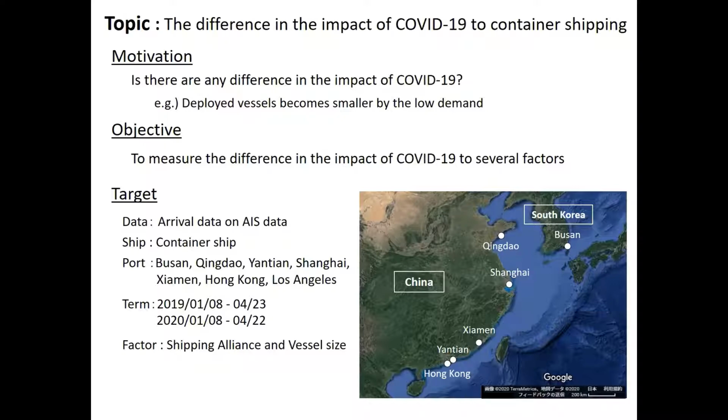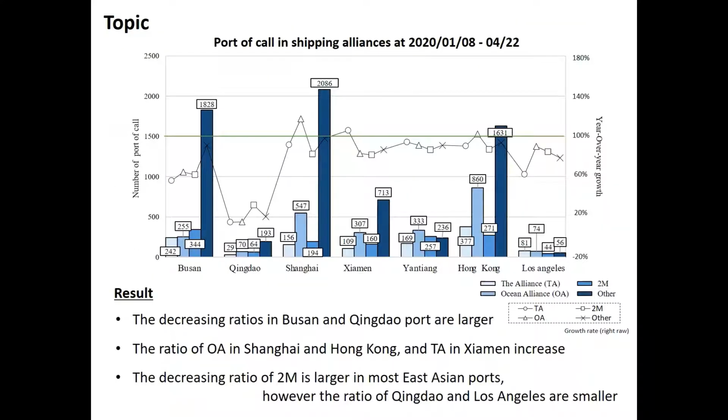We use arrival data in East Asian ports, that is Busan, Qingdao, Yantian, Shanghai, Xiamen, Hong Kong, and Los Angeles ports. We analyze the difference of port calls by shipping alliance and vessel size. This is the result of port calls by shipping alliance in 2020. The bar chart shows the number of port calls in 2020, and the line graph shows the change ratio from 2019. From this figure, we can find 3 things.